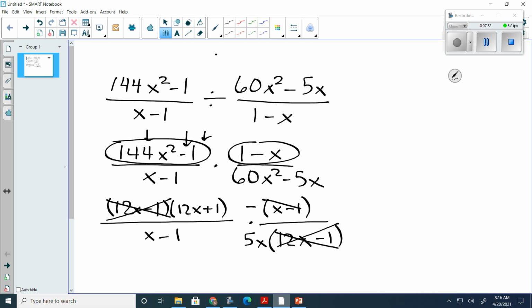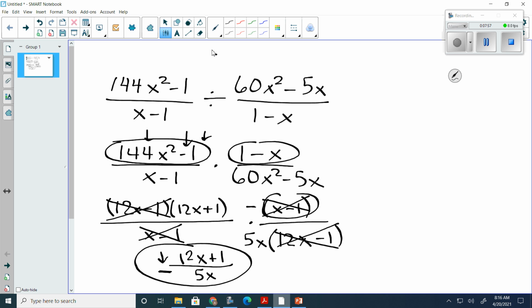Here we have the x minus 1 and the x minus 1, but because I flipped this one, I pulled out that negative, so I know my final answer is going to be negative. And that looks like all that I can do. So what do we have left on top? We have 12x plus 1 left on top. And on the bottom, we have 5x. And the whole thing is negative because of the opposite binomial. So our final answer is negative 12x plus 1 divided by 5x.